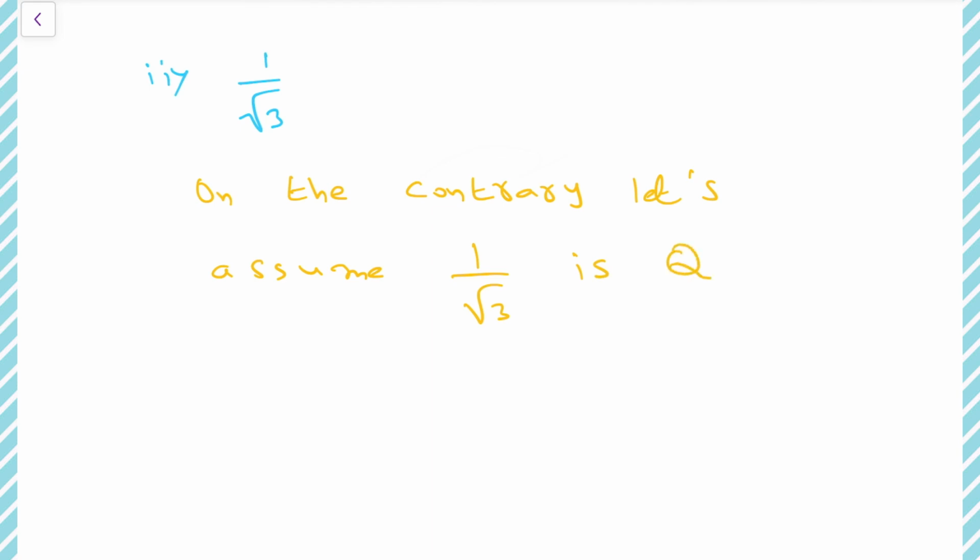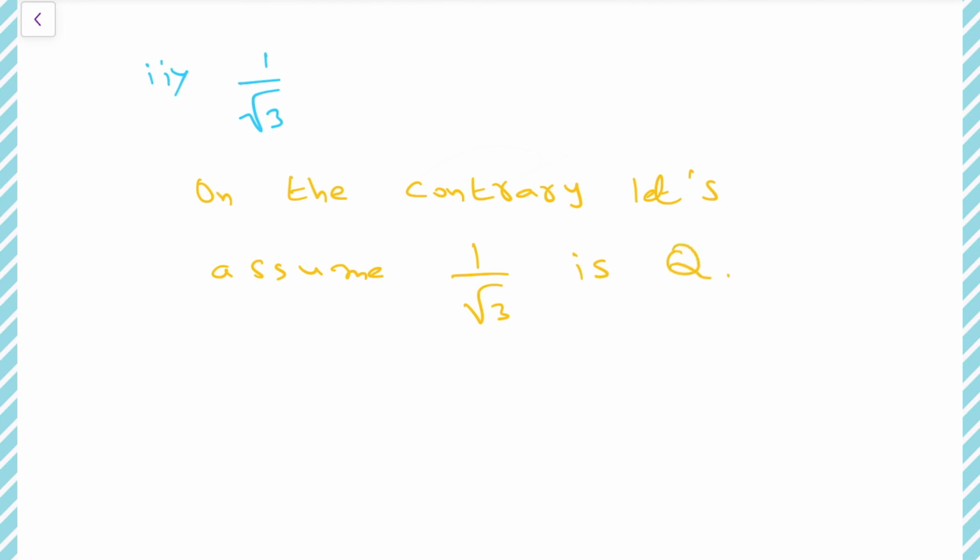Only for the first one, a little big process will be there, but remaining all the questions will be easy only. So now prove that or show that 1 divided by root 3 is an irrational number. First statement is as usual. On the contrary, let us assume 1 by root 3 is a rational number.